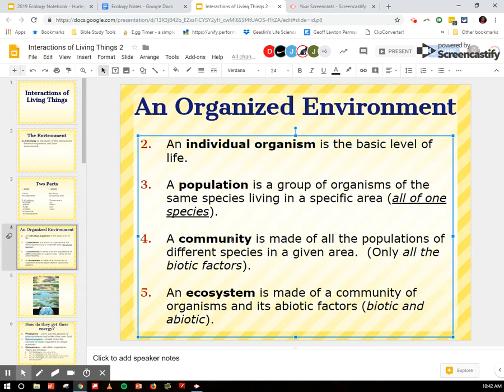And then if you zoom out even further, you get all the biotic factors of the community plus all the abiotic factors. That gives you the ecosystem. And so ecology is the study of the ecosystem and how things in the ecosystem interact. You can't really study an organism without studying how it interacts with its ecosystem.